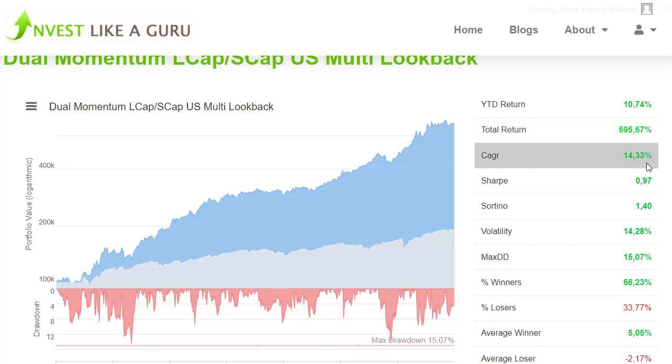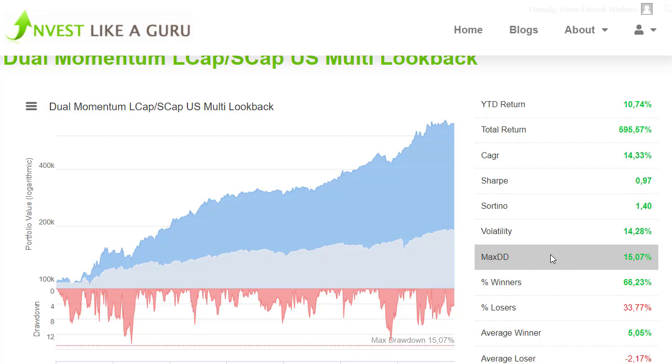You can also see that the Sharpe ratio is going up from 0.7 to 0.97, which is also a dramatic increase. The max drawdown is only 15%. So all in all, these are some very, very good stats.